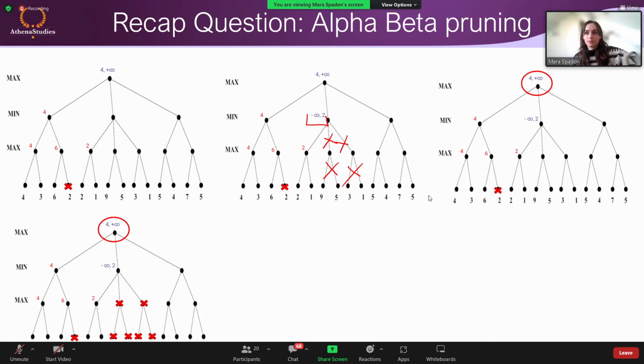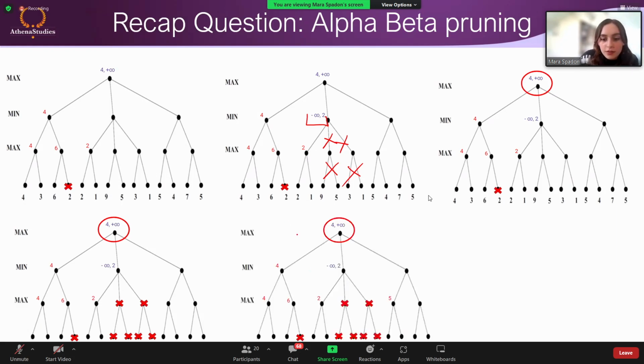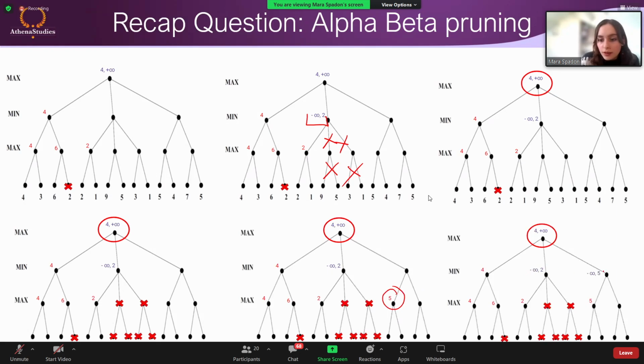All right. So let's continue. So we check our final subtree here. We have a value of 5. So what do we know? We know that min at this level has 5 or something smaller, right? That's its choice. So do we need to look at this 7 value here? What do you think?